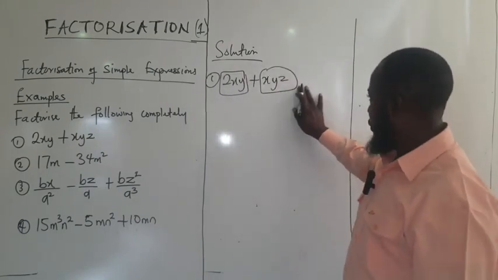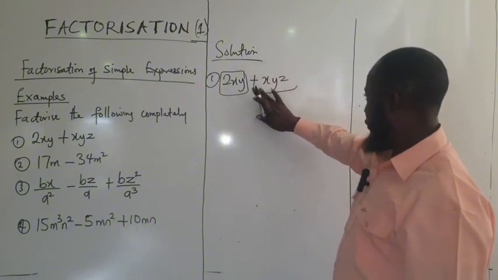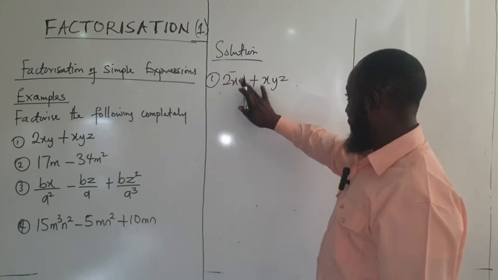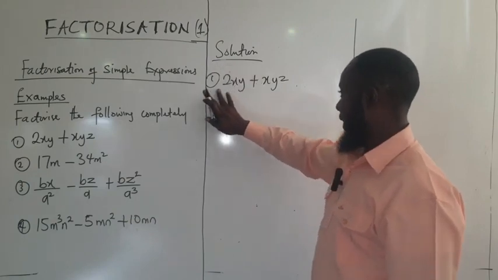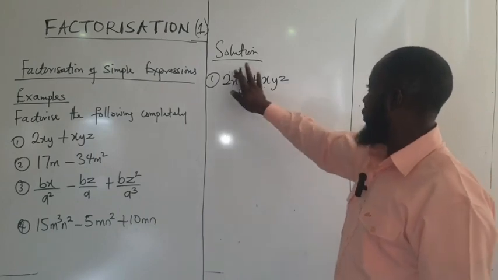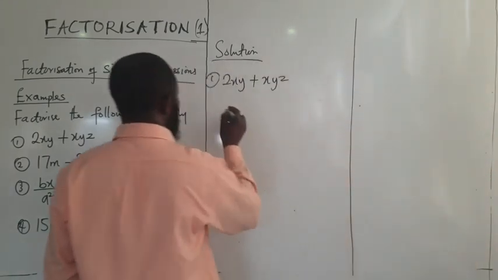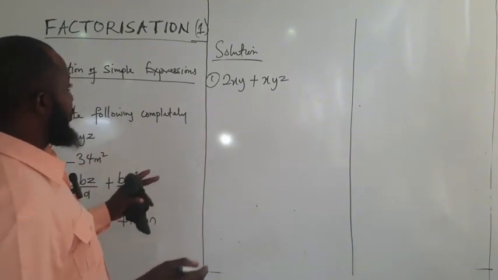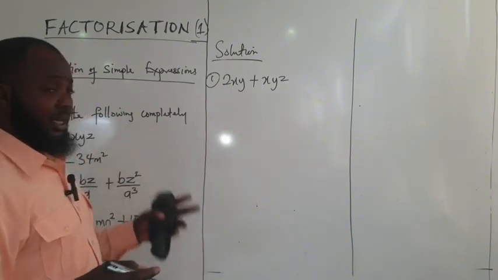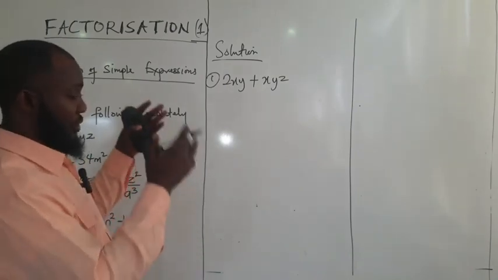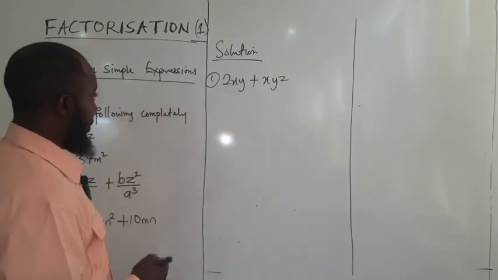You understand? So the first thing to do is to find the ACF of the two terms. We find that, and that's what we just concluded now. We've learned that. So that can be done in two ways. So either you express the terms as the product of their prime factors, or you use the column method. So how do you do that?